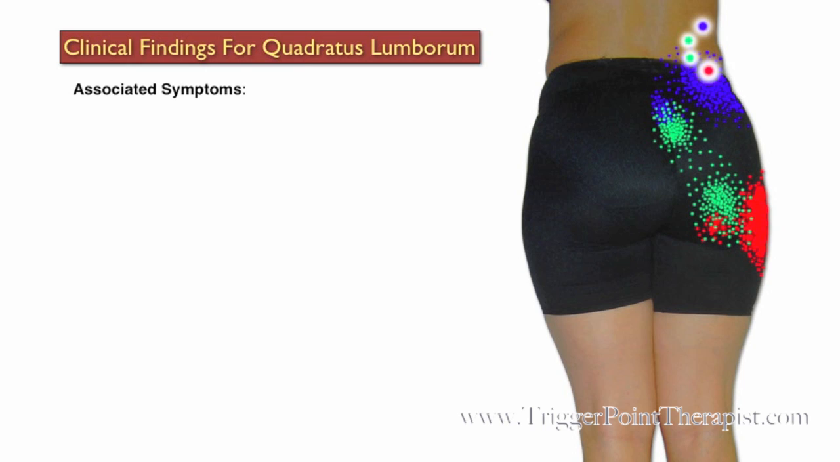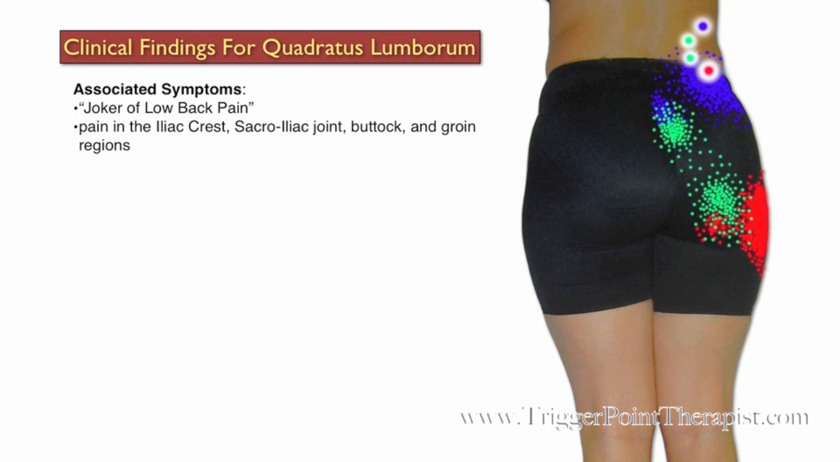Clinical findings for trigger points in the quadratus lumborum muscle are as follows. Dr. Travell refers to this muscle as the joker of low back pain because it is very frequently overlooked as a source of lower back pain. Clients may complain of pain in the iliac crest, sacroiliac joint, buttock, and groin regions.